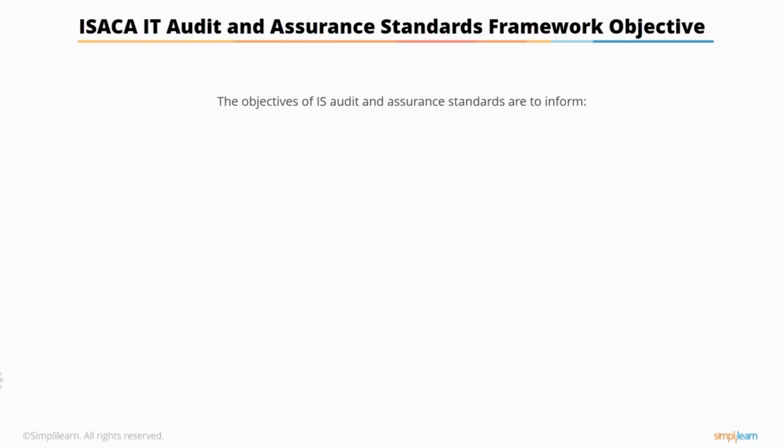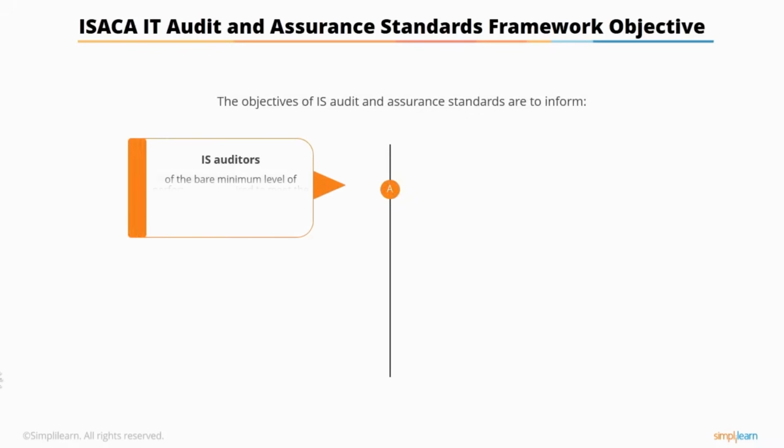The IT Audit and Assurance Standards Framework established by ISACA has specific objectives. IS auditors should be informed of the bare minimum level of performance needed to meet the professional responsibilities set out in the Professional Code of Ethics. Now keep that in mind. These standards are the minimum. You should always strive to do better.